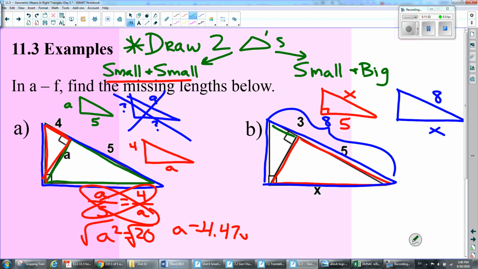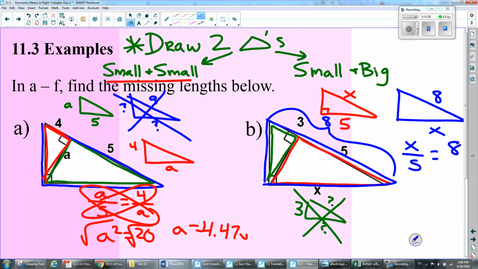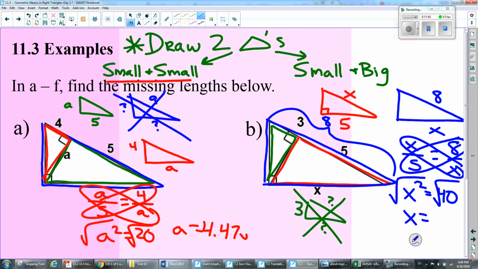Remember, I cannot use this green triangle. I cannot do a small and a small, because if I draw that out, I only know that the short side is 3. I know nothing about the hypotenuse. I don't know the long side. That's why we're not using that small triangle in green. So when we go x over 5 for the hypotenuse over the long side, we'll go 8 over x for the hypotenuse over the long side, cross multiply, x squared equals 40, take the square root, we're finding the geometric mean, x equals 6.32 units.